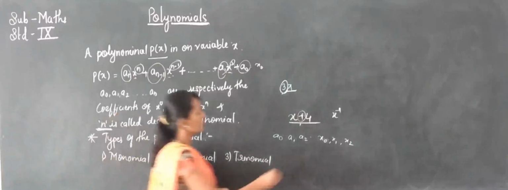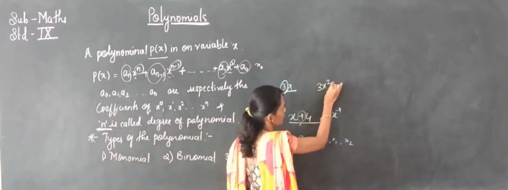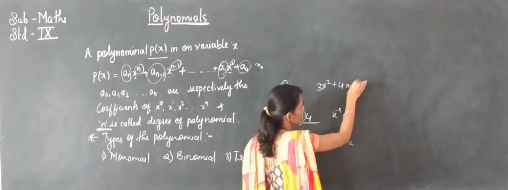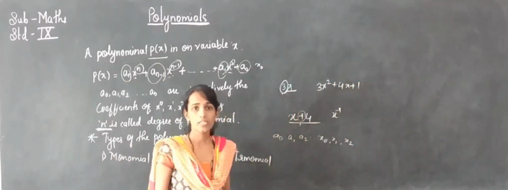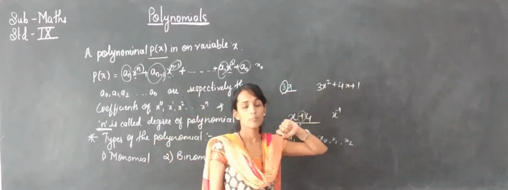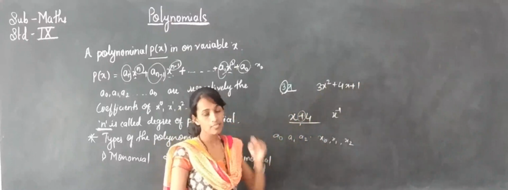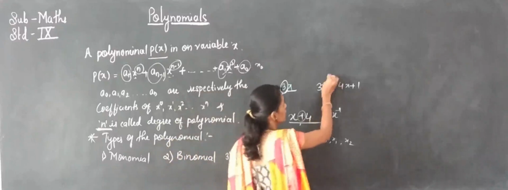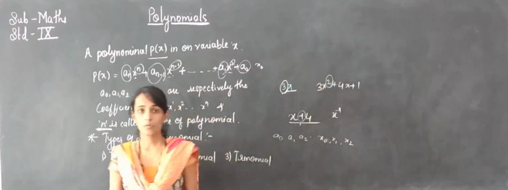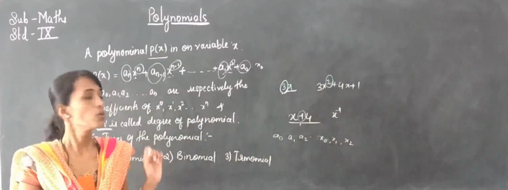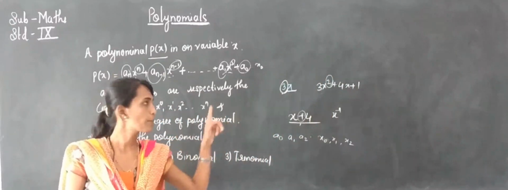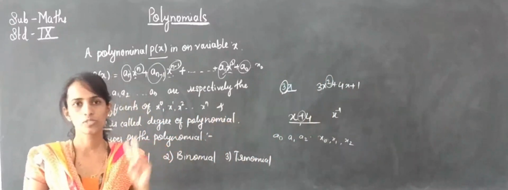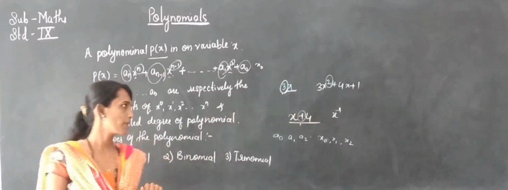For example, consider 3x squared plus 4x plus 1, a polynomial in the variable x. What is the degree of the polynomial? The highest power of the exponent is 2. That's why we call the degree of that polynomial 2. It is a second degree polynomial.